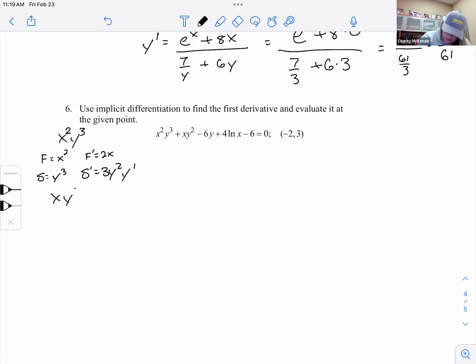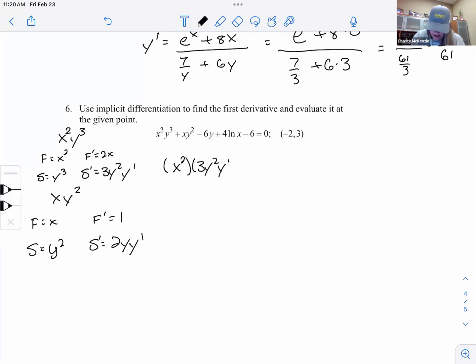The next term is xy squared, so the first one is just x. Its derivative is just 1. The second one is y squared, so its derivative is 2y prime. Yuck. So we'll put that all together, times, right? So this first one will be x squared times 3y squared y prime, and then plus 2x times, you could use parentheses, times symbol, don't really care, y to the third. You could combine them together already, either way. So that is just the first term.